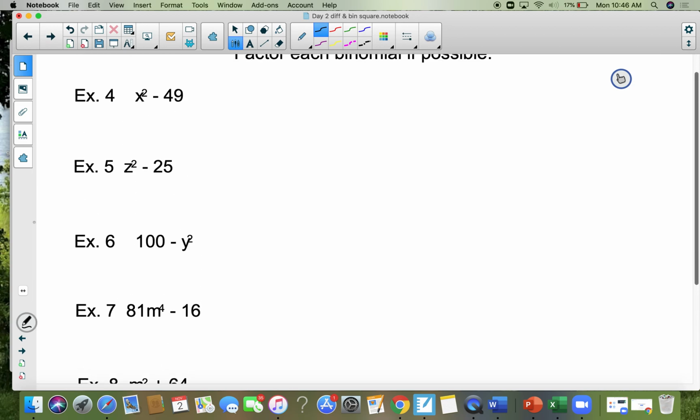Okay. This is not like the last one. There is no greatest common factor. So you're going to notice that there's a minus sign right there. This is perfect and this is perfect. So you can have two sets of parentheses. An x goes here and an x goes here. A perfect 49 is 7 and 7. And the signs are minus or plus or minus. The order of the signs does not matter. You can do minus or plus.